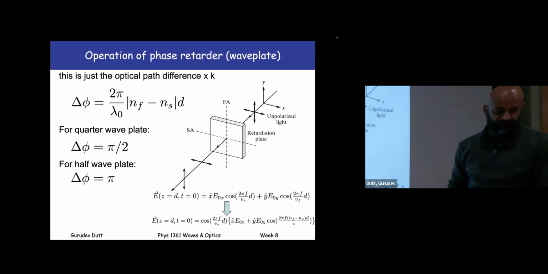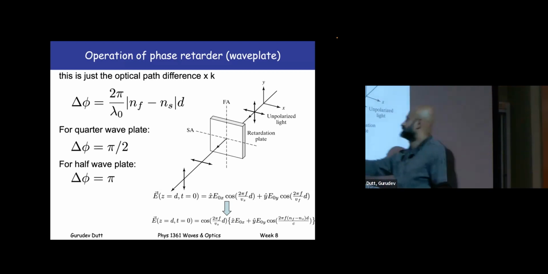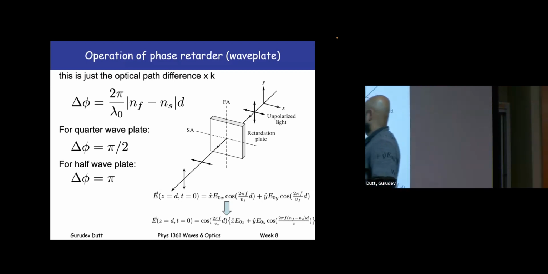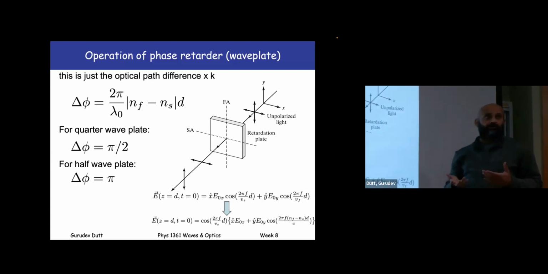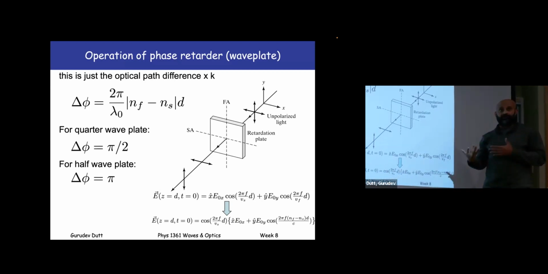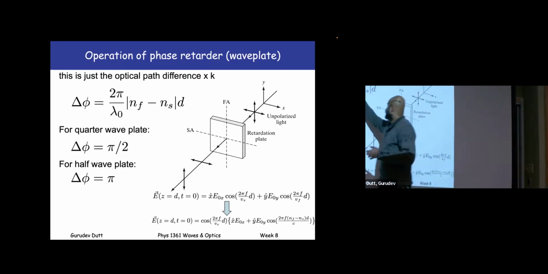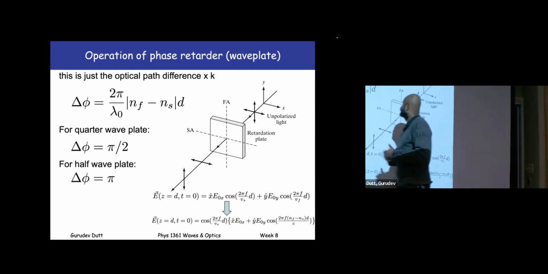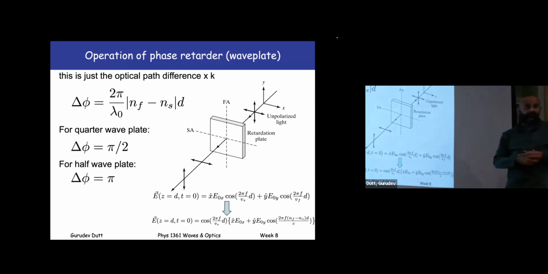Similarly, for a half wave plate, again, just replace this product, the optical path difference, by lambda over 2. That's a half wave. And when I put lambda over 2, then I'm going to get basically pi.